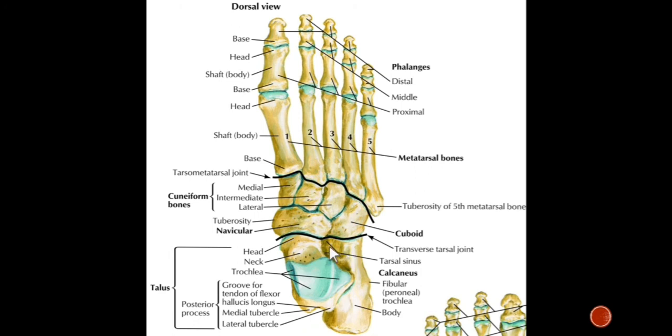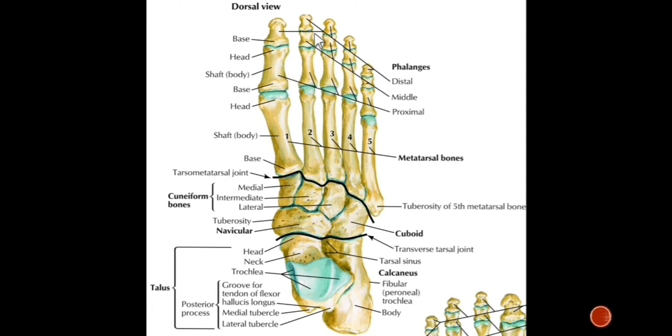Now distally, two bones are there. Medially, the navicular, and laterally, cuboid. And more distally, three cuneiform bones are there. These are as follows: the medial cuneiform, intermediate cuneiform bone, and lateral cuneiform bone. Now comes the metatarsal bones. From medial to lateral, first, second, third, fourth, and fifth metatarsal bones are there.